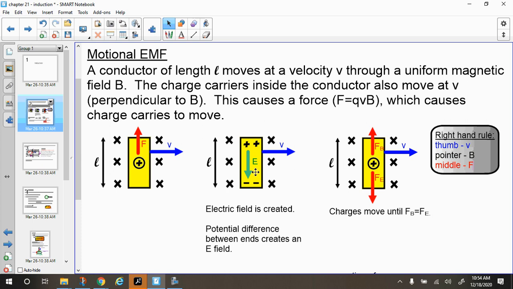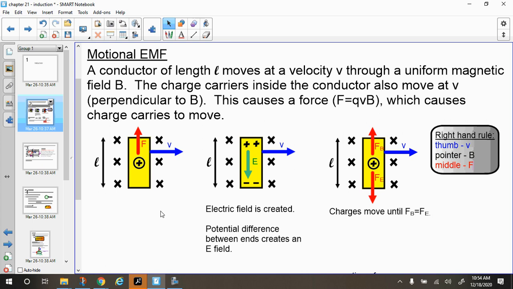And because of that separation of charge, we are going to get an electric field, which will also put a force on the charges in the conductor. So this will happen as you move this piece of metal through the magnetic field. The charges are going to separate until the forces are balanced. So they're separating until the magnetic force upward is equal to the electric force downward. And at that point, it will reach equilibrium, and so the charges will no longer move.